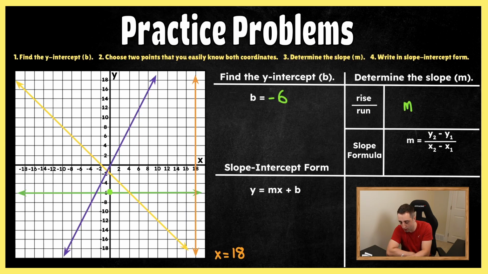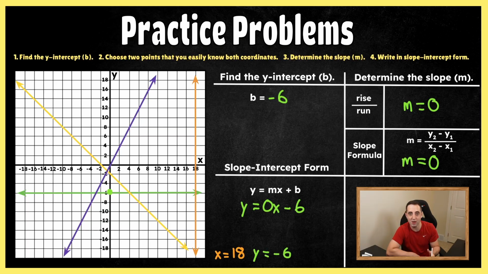So our slope, regardless if you did rise over run or slope formula, you would get 0 back. So we don't leave our equation as y equals 0x minus 6. We just remove that 0x, and our final answer should be y equals -6 for the second special case. So if you're 2 for 2 right now, very, very nice job.